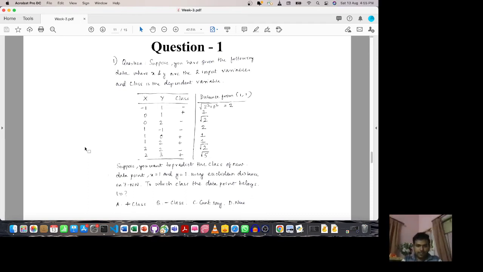Can you all see the question on my screen, or should I read it out? Okay, so basically you have a set of 8 points, and you are given the x and y coordinates of all of them and the corresponding classes. Suppose you want to predict the class of a new data point, x equal to 1 and y equal to 1, using Euclidean distance in a 7-NN structure, which means that I will take the 7 nearest neighbors of my particular point and classify it accordingly. So the question is to which class the data point will belong.